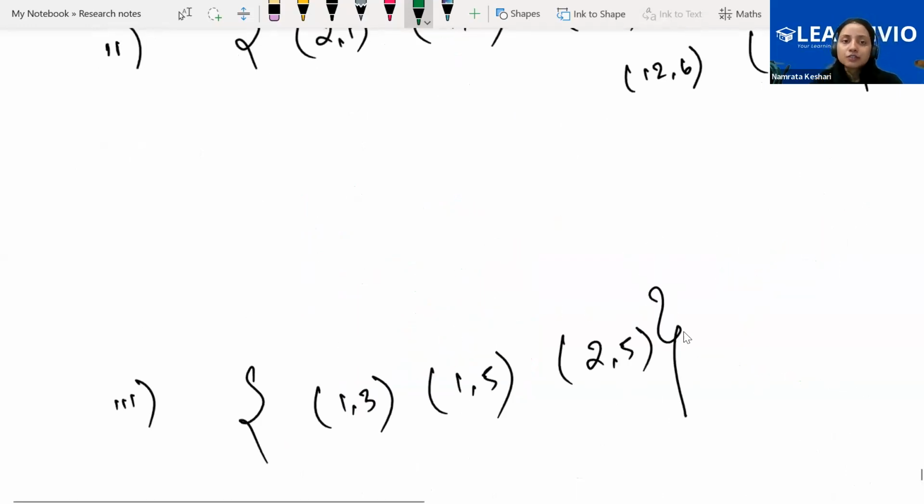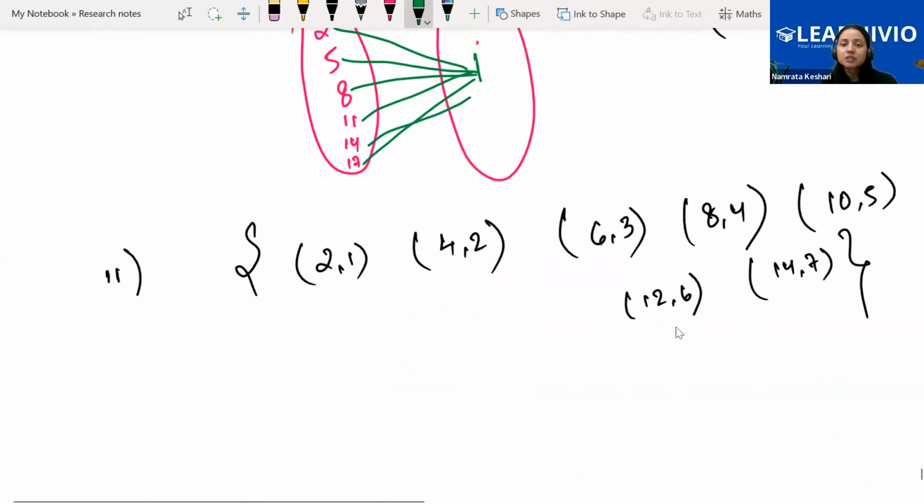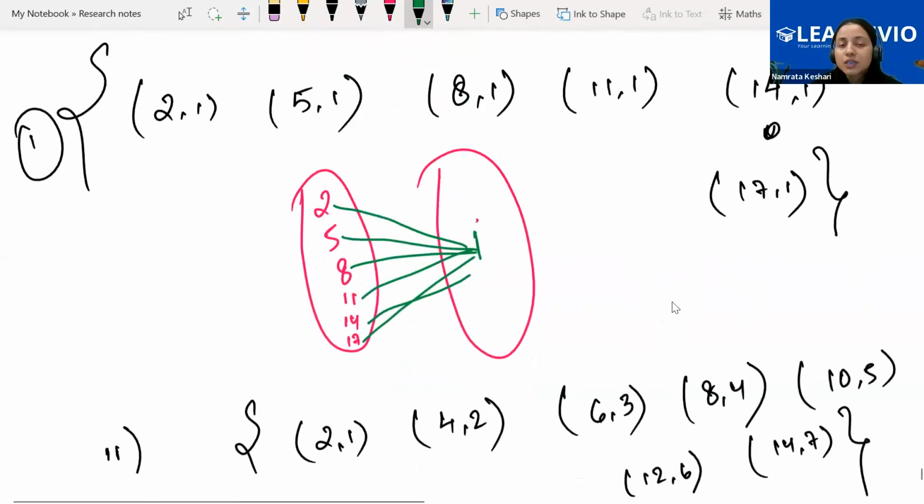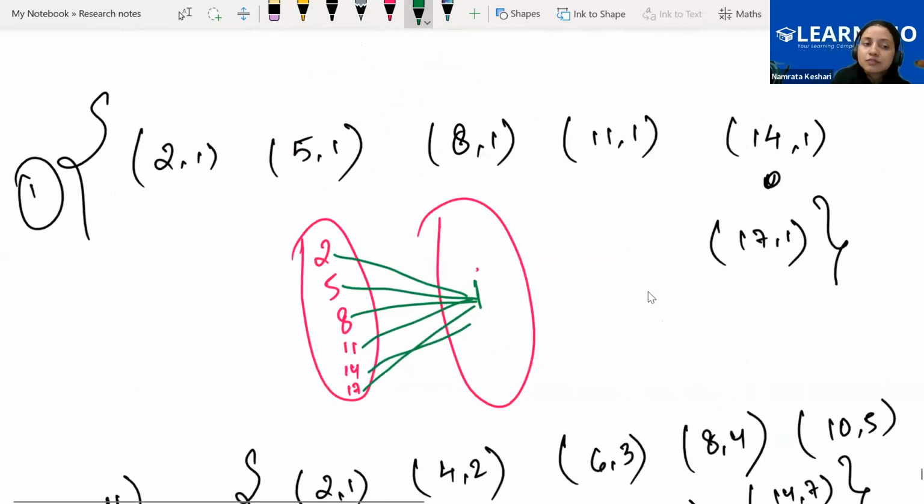So let's check the next one. Can you tell me, is it a function or not? Yes, the first one is a function. It's a function because it fulfills both criteria. Each and every element has a unique image, that is 1. 2 has 1, 5 has 1, 8 has 1, 11 has 1, 14 has 1, and 17 has 1. Okay, check it for the next one.